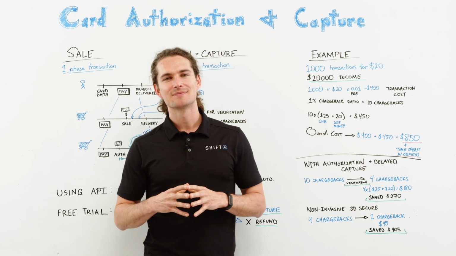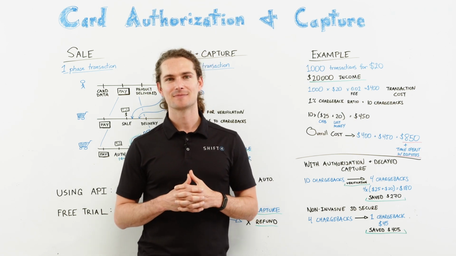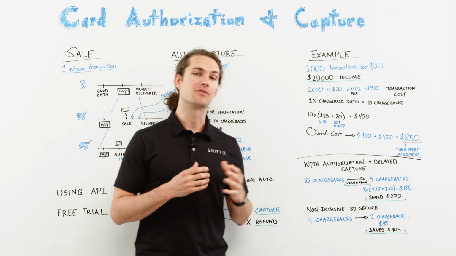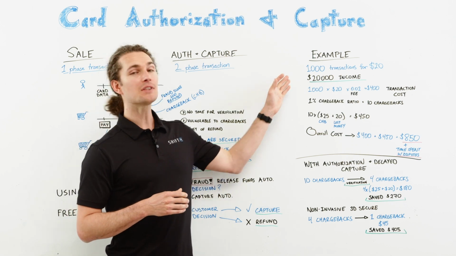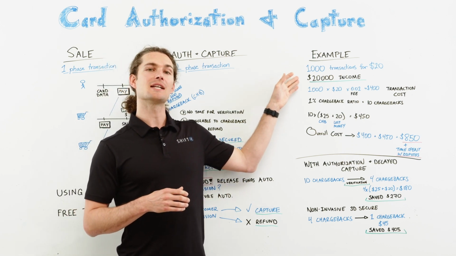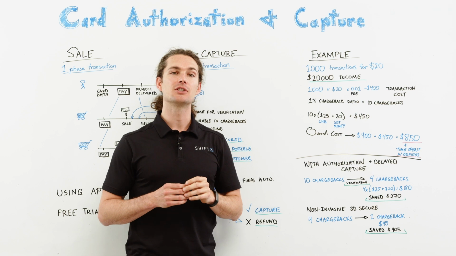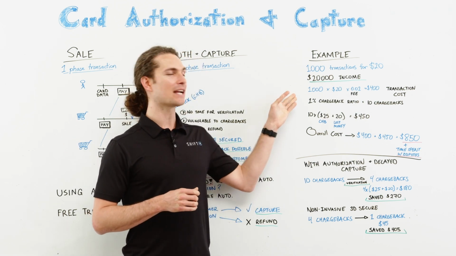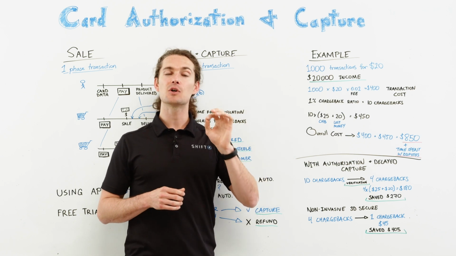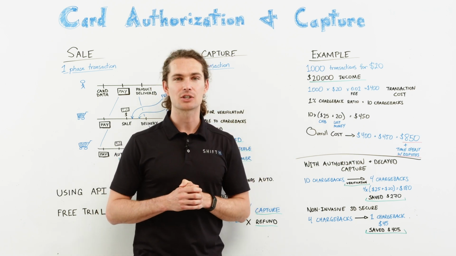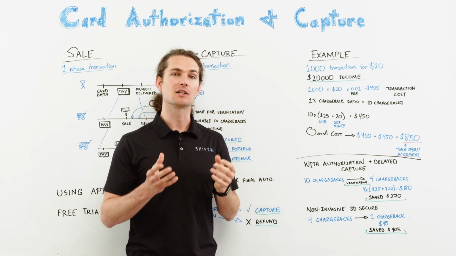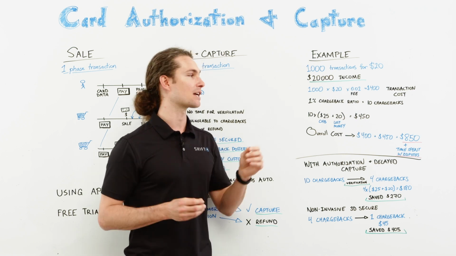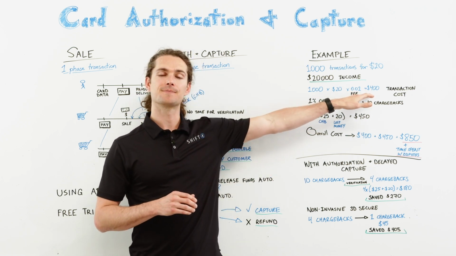So now, how to save hundreds of dollars? Here's a look at the example we're providing. If the merchant has 1,000 transactions for $20 each, they have $20,000 in sales. If the transaction fee is 0.02 per transaction, the total transaction cost for $20,000 in transactions is $400.